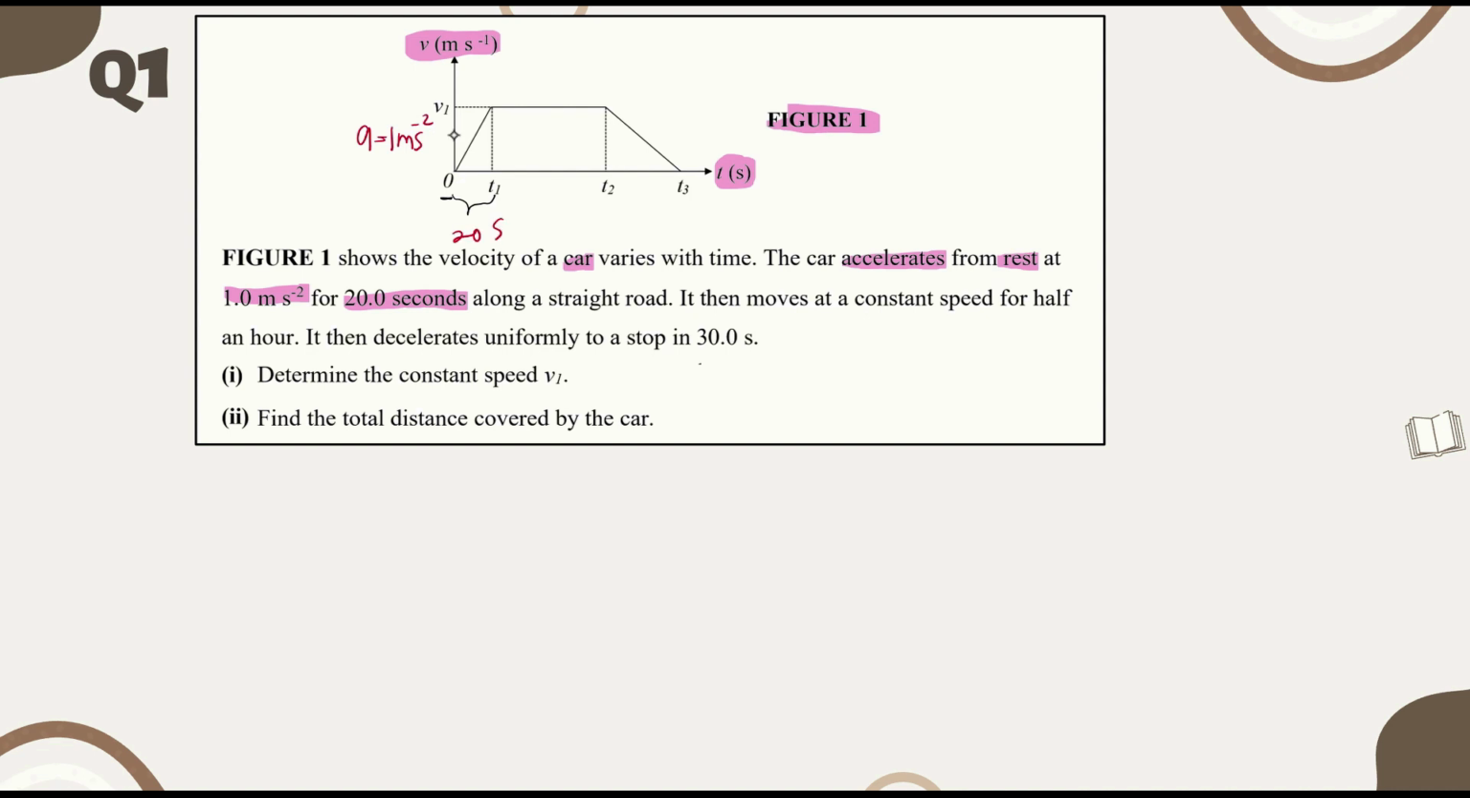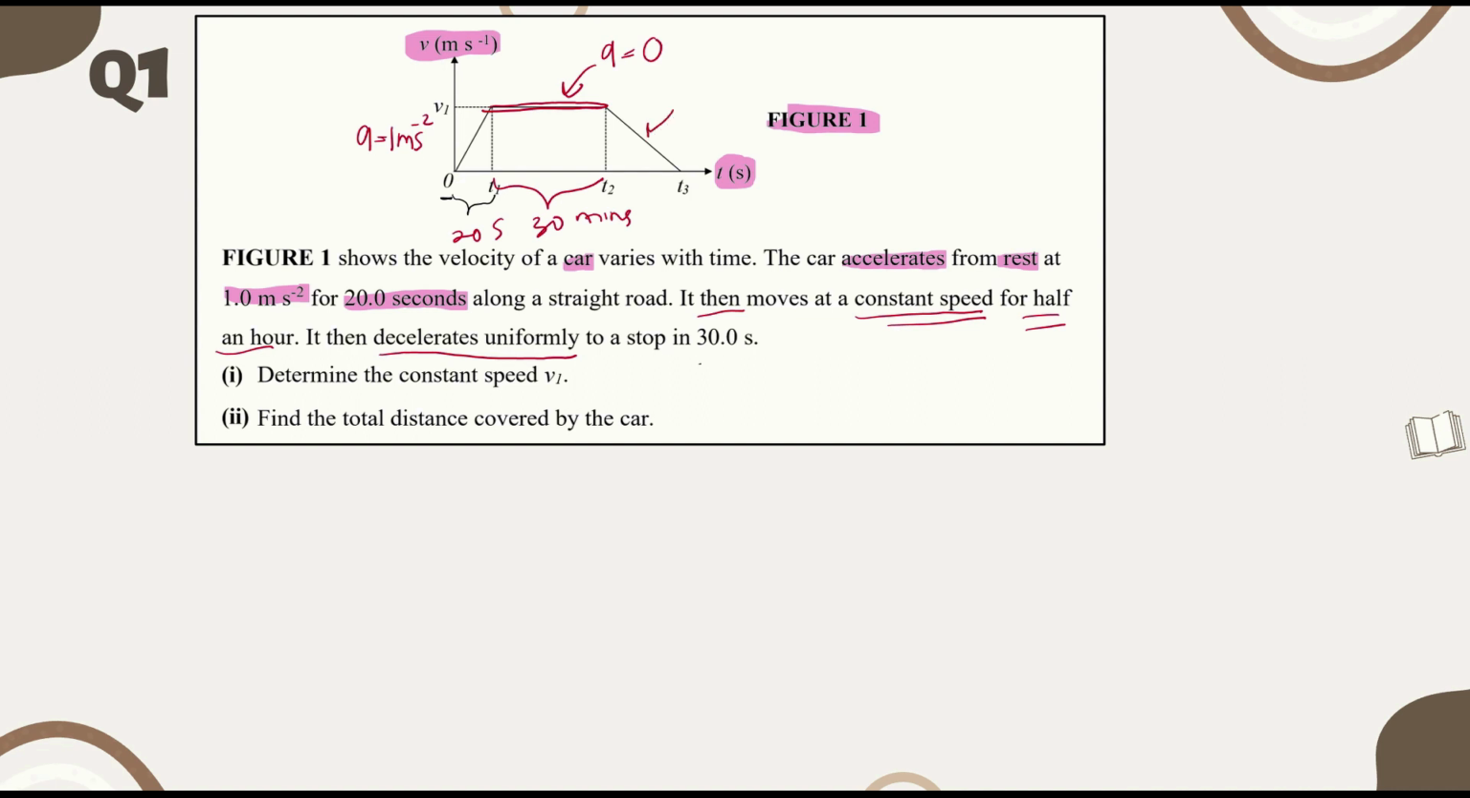And after that, it then moves at a constant speed for half an hour. So this is the next motion for constant speed. Half an hour is 30 minutes, from T1 to T2, and it then decelerates uniformly. So for the second part, because it is constant velocity, there is no acceleration.